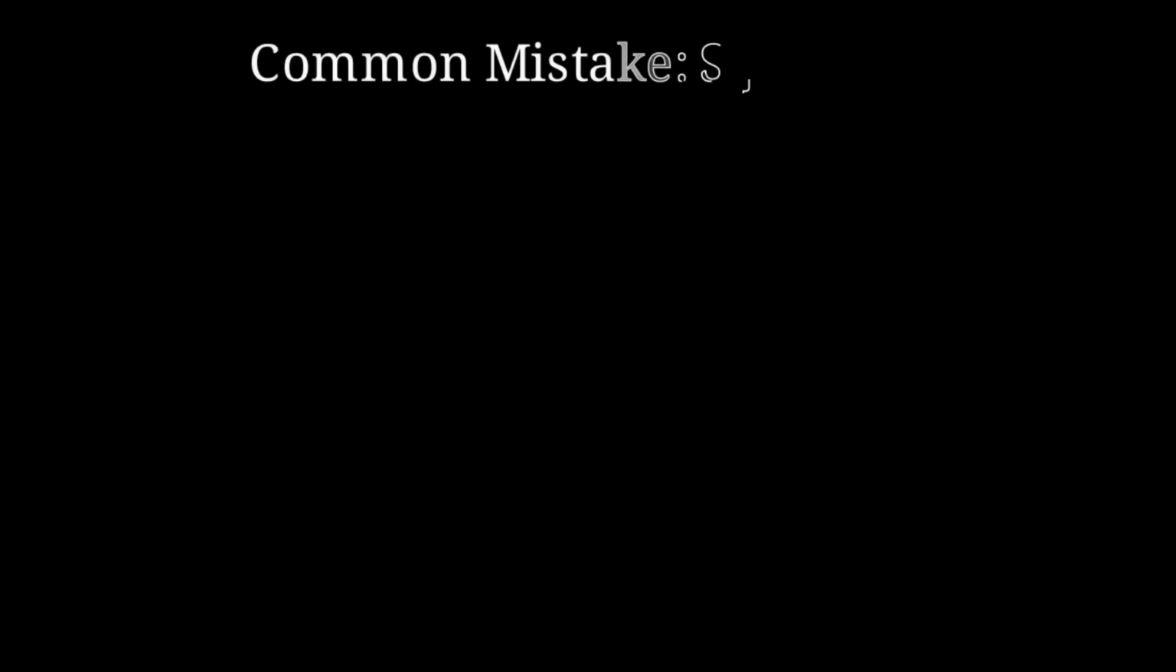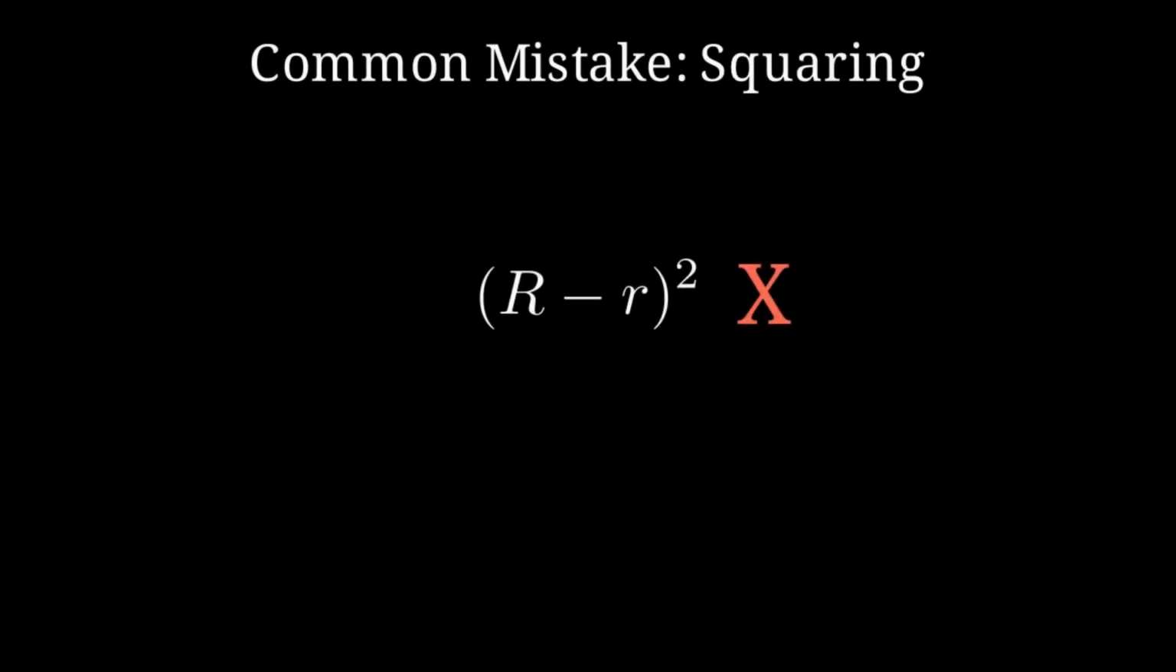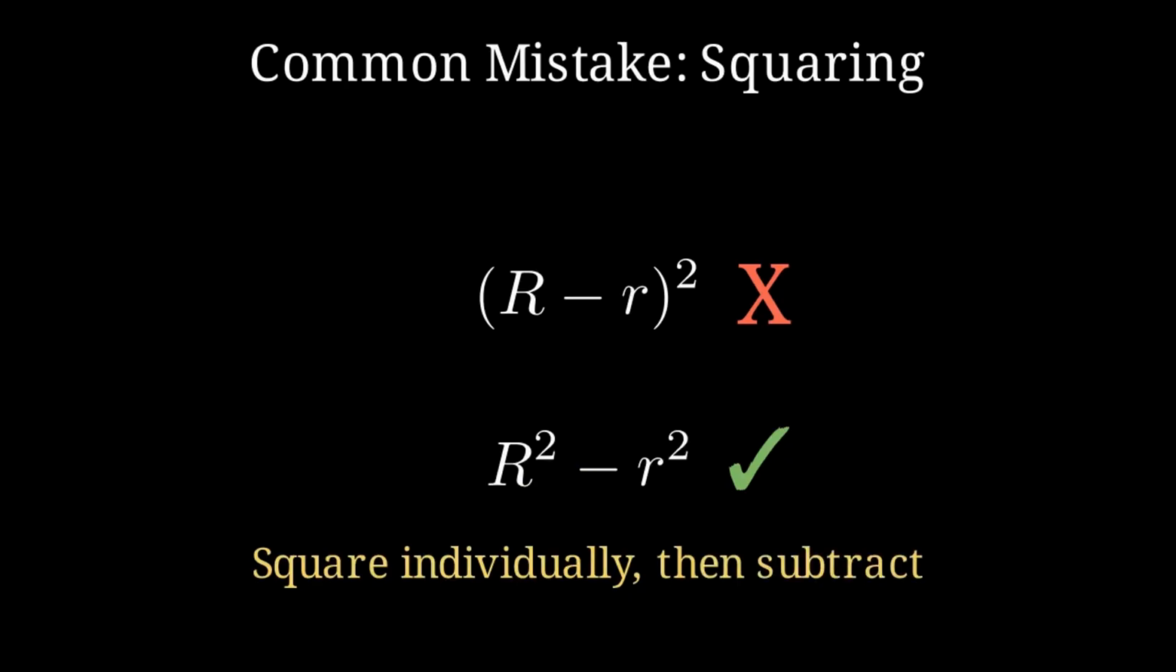In the washer method, students often subtract the functions and then square the result. This is incorrect. You must square the outer radius and the inner radius separately before subtracting. Geometrically, you are subtracting the area of the small circle from the large circle, not squaring the difference in radii.